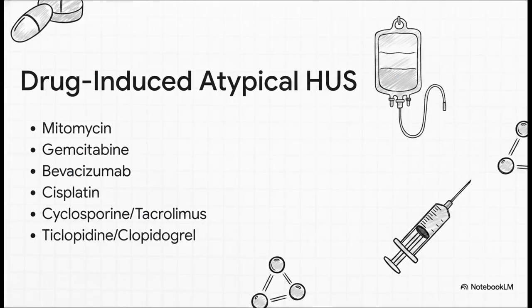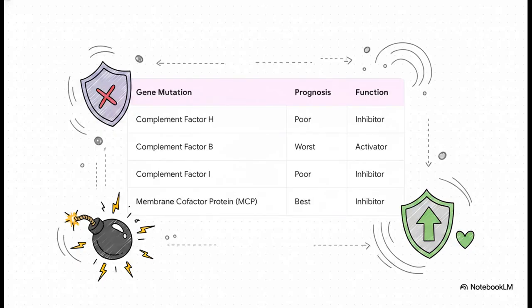Now, moving to atypical HUS. It's absolutely essential to recognize that sporadic cases can be triggered by a number of therapeutic agents. We see this particularly with chemotherapeutics and with calcineurin inhibitors like cyclosporin. This table really summarizes the high-yield genetic associations in familial atypical HUS. And I want you to notice that, paradoxically, the worst prognosis is associated with a gain-of-function mutation in an activating factor, factor B. So a stuck gas pedal is even worse than faulty brakes.